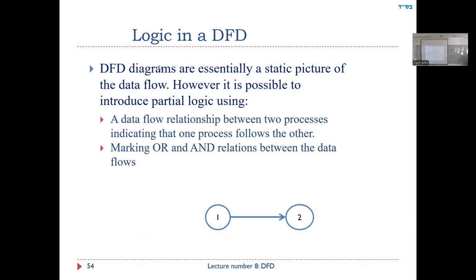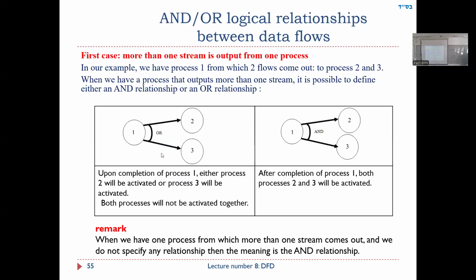The logic in a DFD diagram is simply a static picture of the data flow. However, it is possible to introduce some logic because there could be 2 flows and only one of them occurs, like we saw with the OR. That's what we're about to talk about. The data flow relationship between processes indicates that one process flows into the other. Mark OR and AND in the relationship. So you can say it'll do either one of these, and then you have to explain when it does each. Or you can write AND and then it does both. After completion of process one, both 2 and 3 will be done.